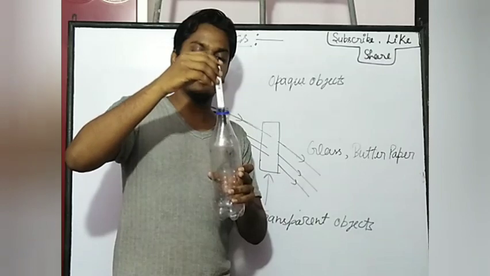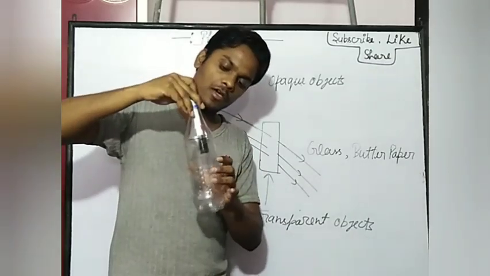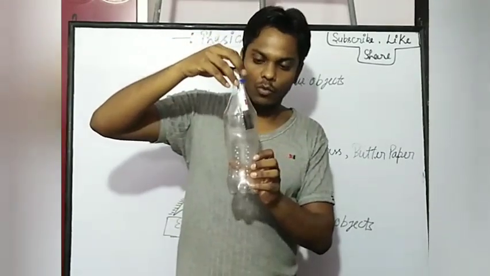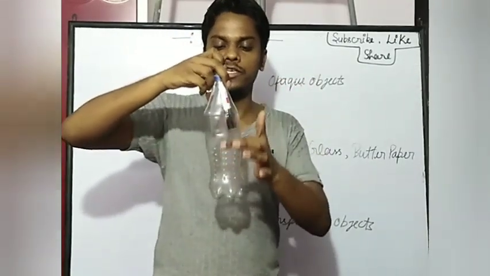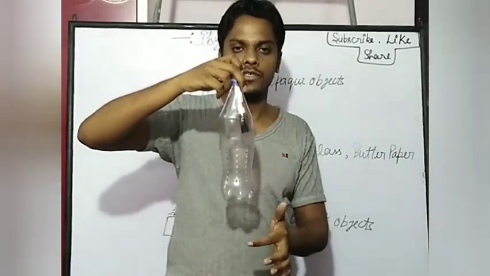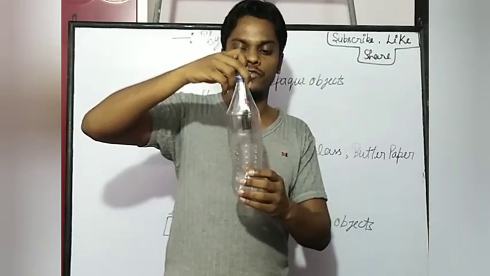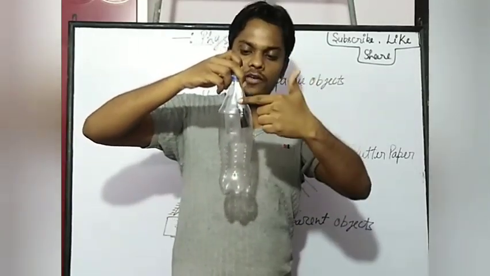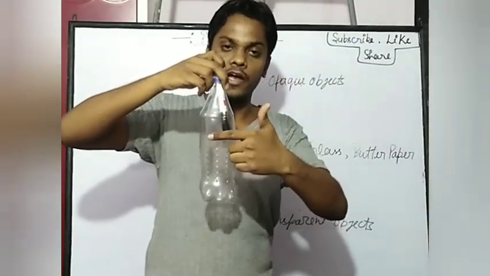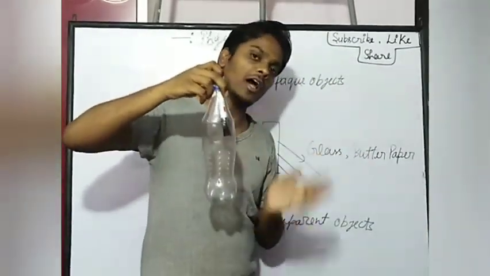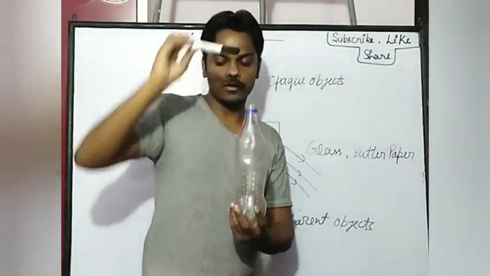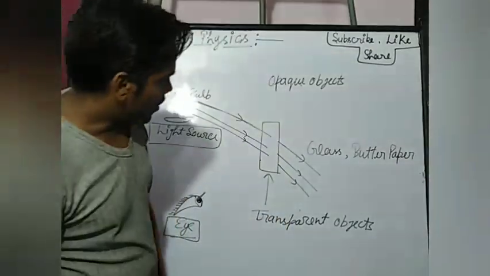You can see this pen inside the bottle. Why? Because this is a transparent surface, and all the light falls upon this surface and passes through it to the other side. That's why you can see that marker. Okay.